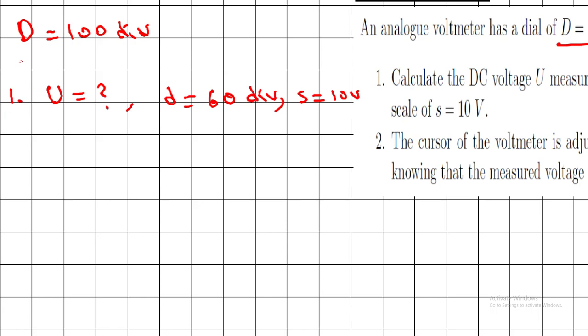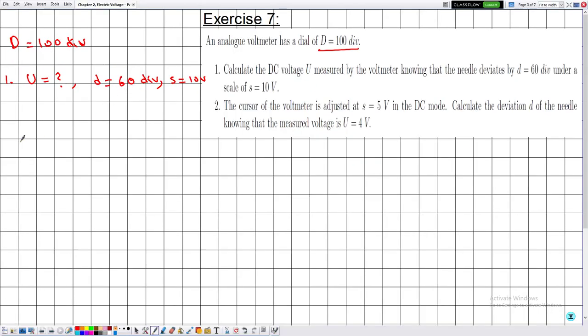So the formula that relates U, capital D, small d, and S is that U is equal to S multiplied by d divided by D. Knowing that we are interested in determining the value of U, the value of S is 10, the value of d is 60, and the value of capital D, which stands for the DL or the total number of divisions, is 100. Plugging this fraction on the calculator, it's 600 divided by 100, so it's equal to 6 volts. Then the voltage U measured by this analog voltmeter is 6 volts.